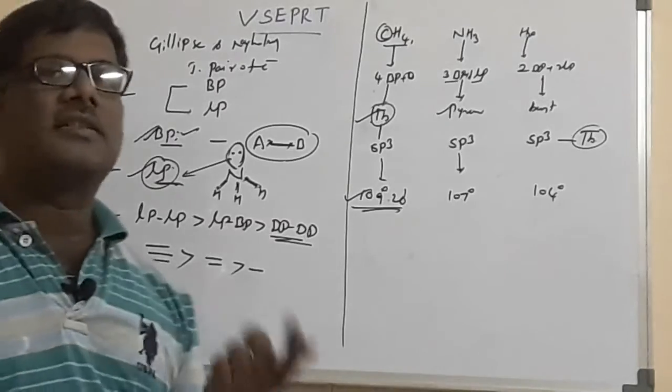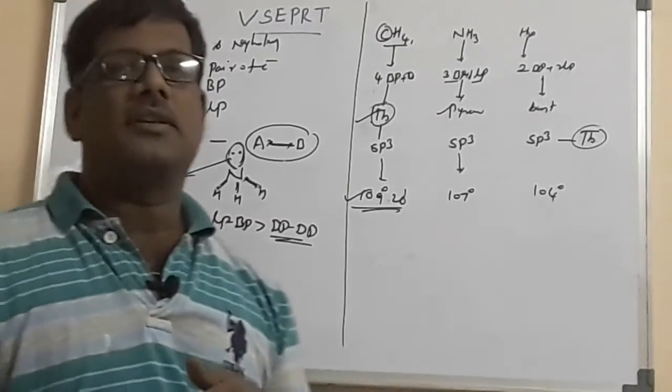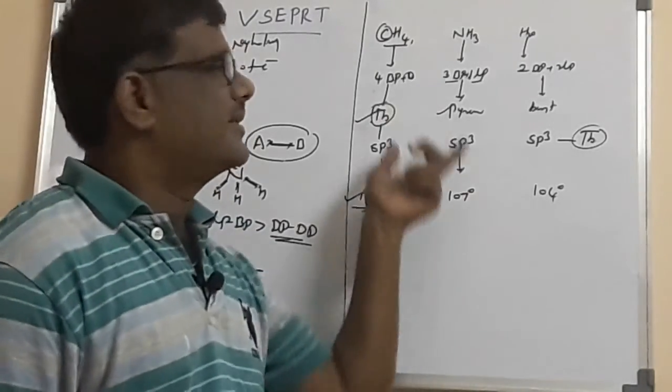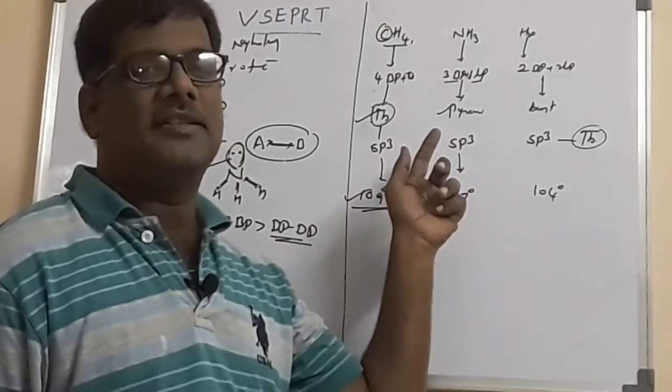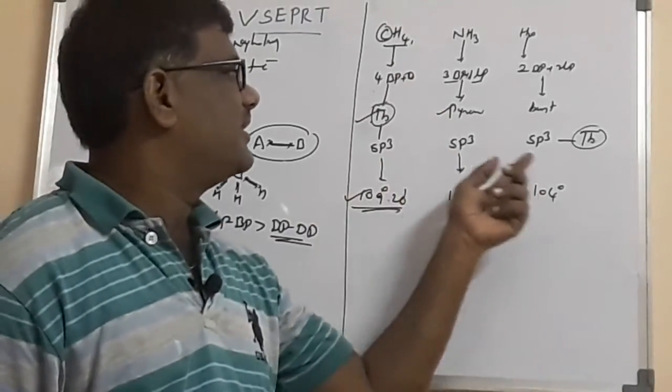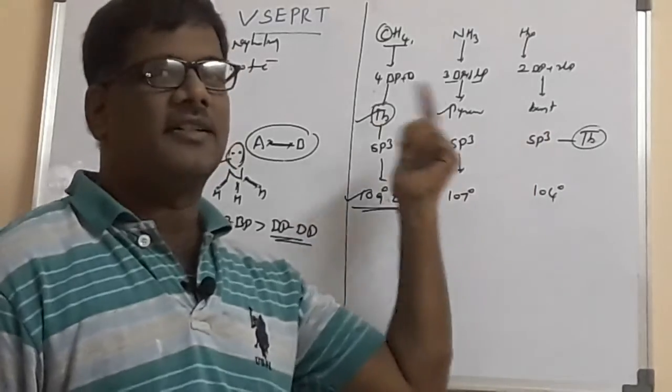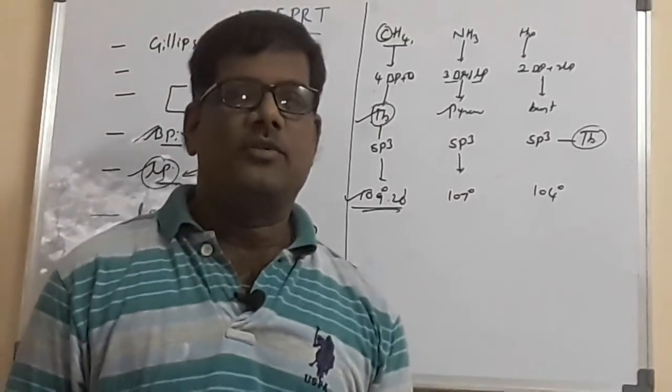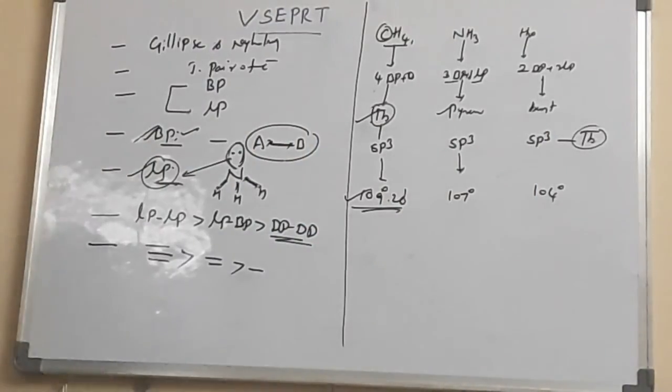A triple bond causes more repulsion than a double bond, which causes more than a single bond. And for the same hybridization, the same molecule type, the shapes are different. They depend on the bond pairs and lone pairs of electrons.